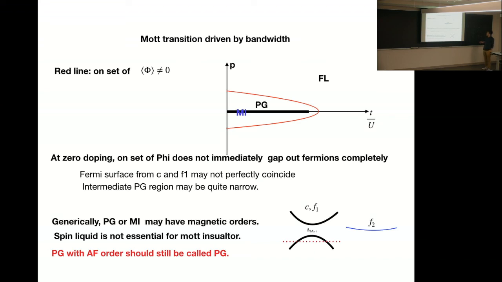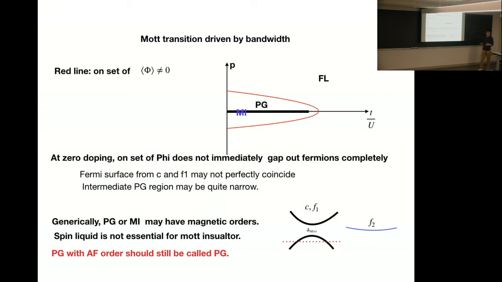The reason is, if you want to gap them out completely, you need F1 and F2 to have exactly the same Fermi surface. Of course, their density is the same. Unless you have a continuous rotation symmetry, their Fermi surfaces do not need to coincide. You enter a region with a small pocket before you go to the Mott theta. So this transition is just a Lifshitz transition.